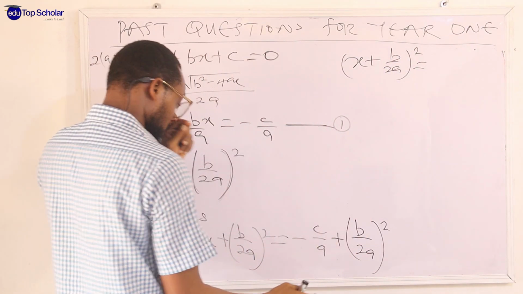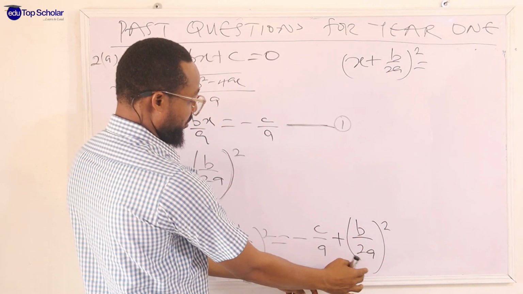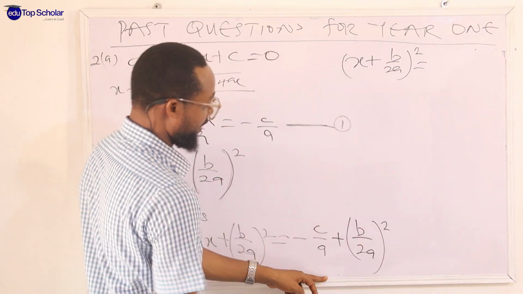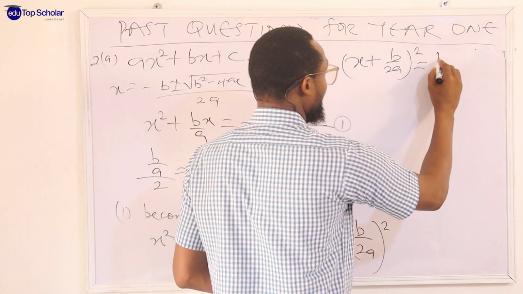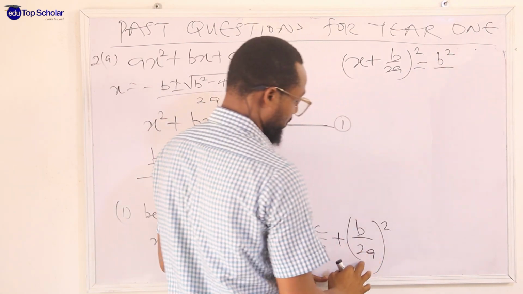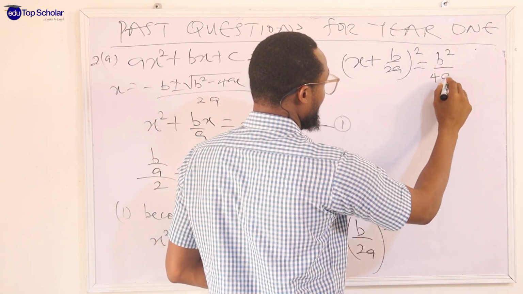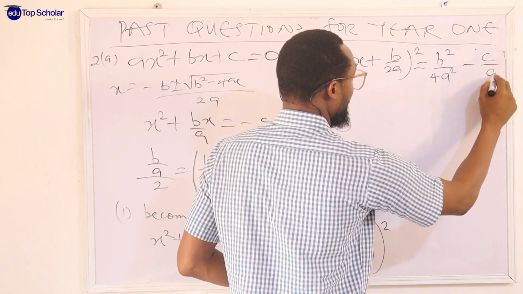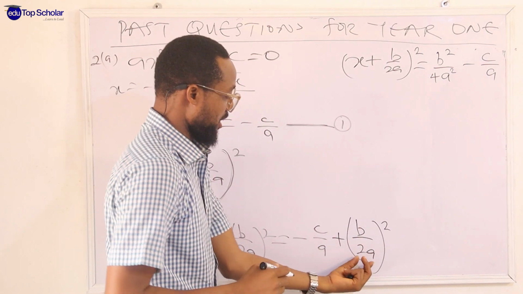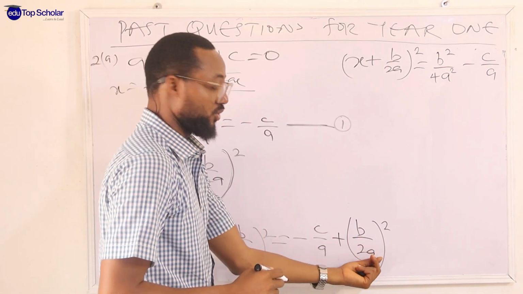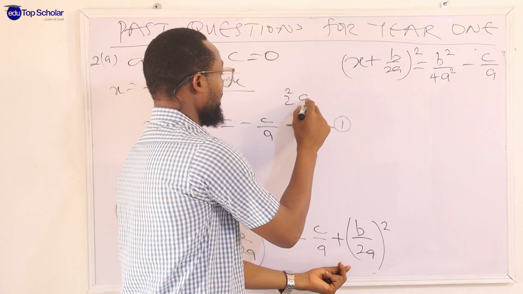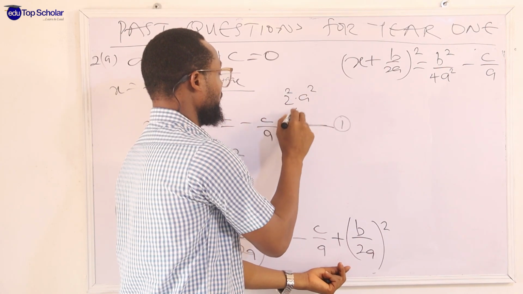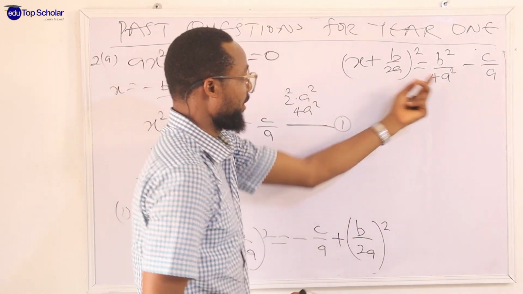This will now be equal to, I can rewrite this one also, bring this one first and repeating this one after. So I have b squared over, if I square this, I now have 4a squared minus c over a. When you are squaring this, it will become 2 squared a squared, and 2 squared a squared now will be 4a squared, like we have it here.